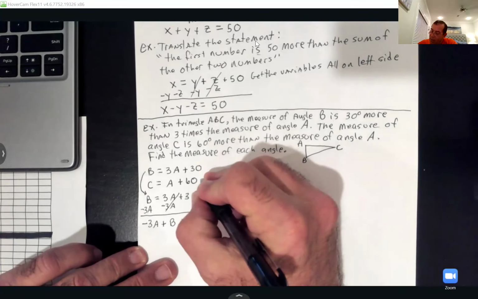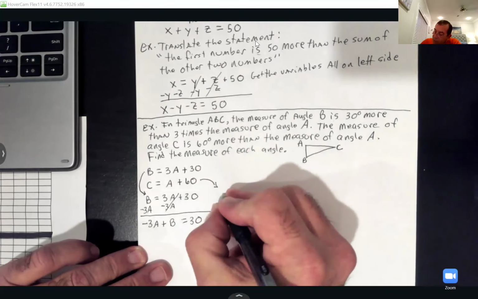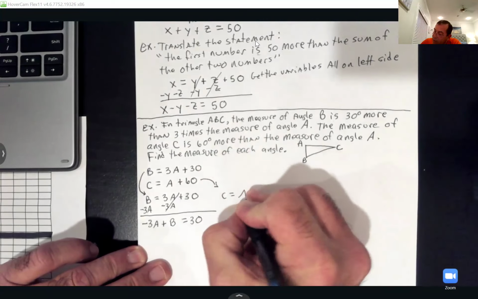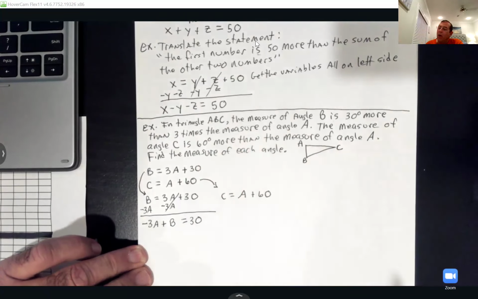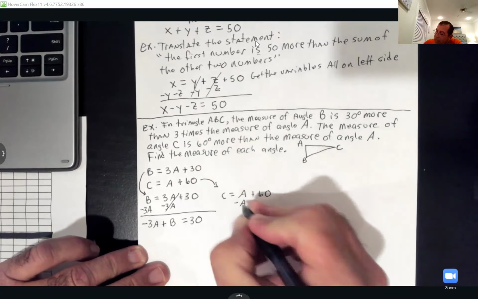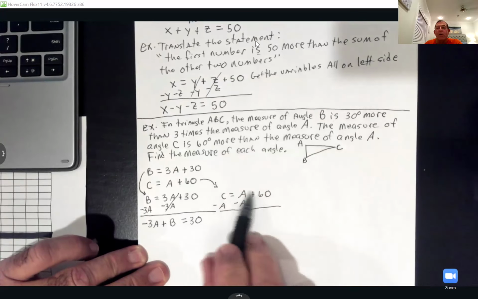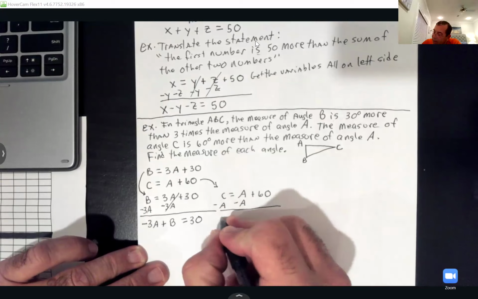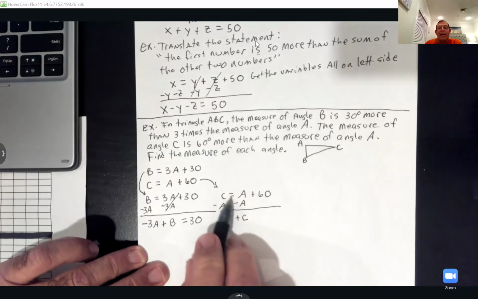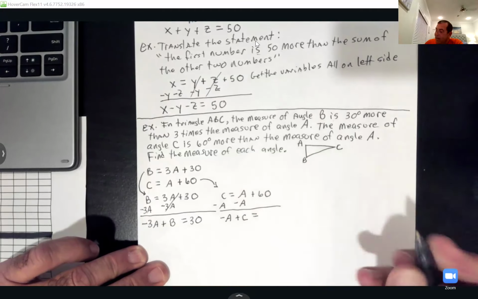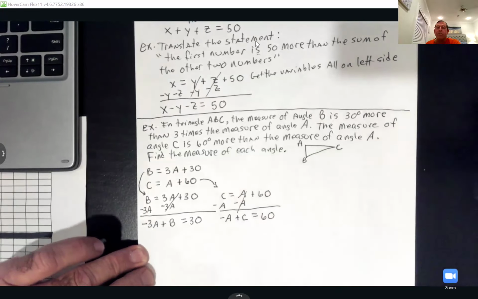So now we need to do the same thing to this equation. So that was C equals A plus 60. So you ought to move that A over. I'm just going to subtract that from both sides. Once again, I don't have like terms, so that'll be negative A plus C on the left side. Well, on the right side, the A's cancel. All that's left is our 60.